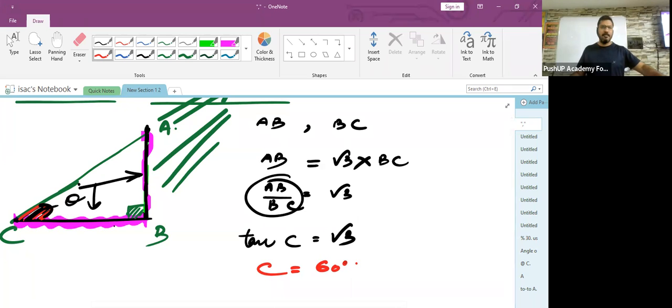Root 3. Perfect. Tan with, where is the book? Jeevan? Arthur, where is the book?